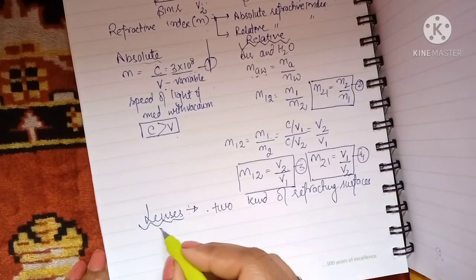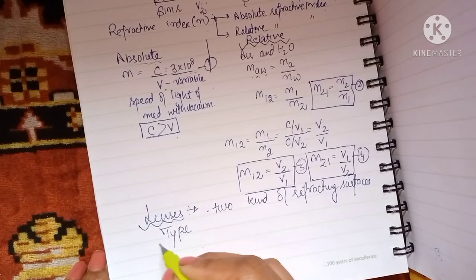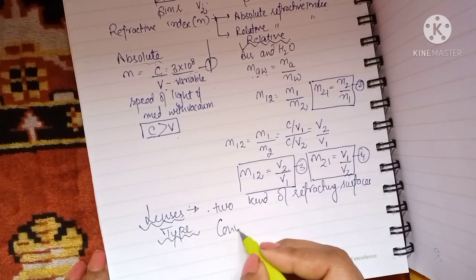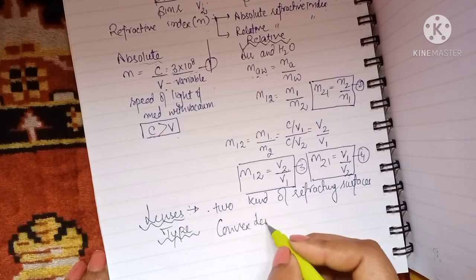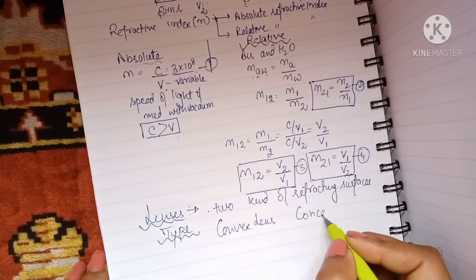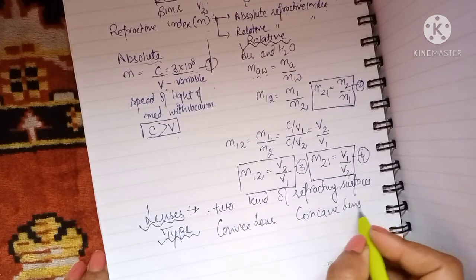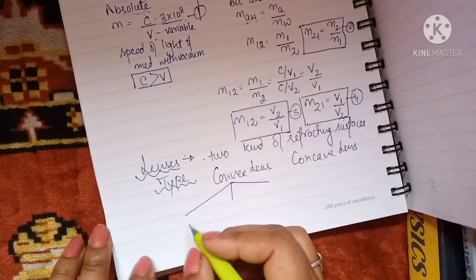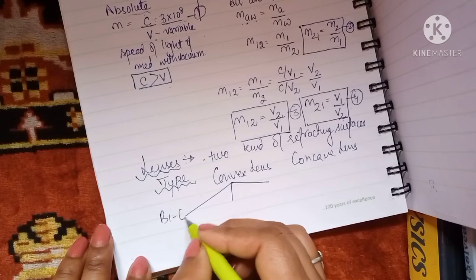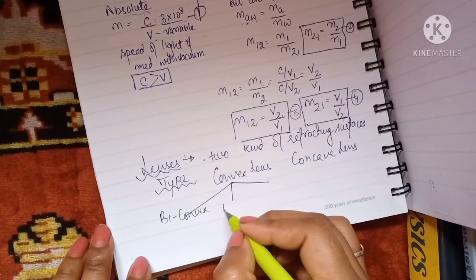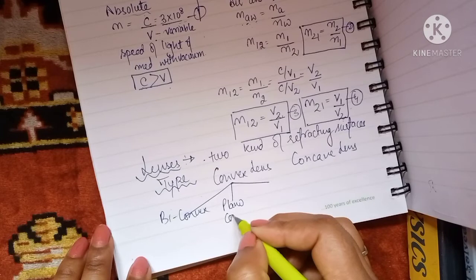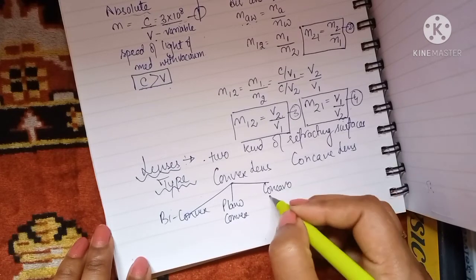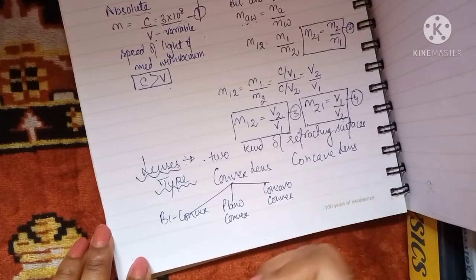Now basically there are most probably two kinds of lenses, that is your convex lens as well as your concave lens. There are two kinds of lens. Convex lens is further divided into three lenses, that is your biconvex lens, plano-convex lens, and your concavo-convex lens. These are the lenses you have to study.